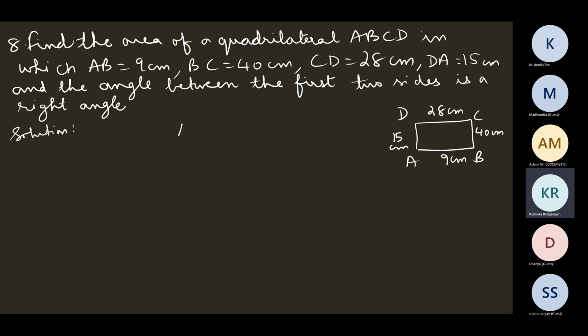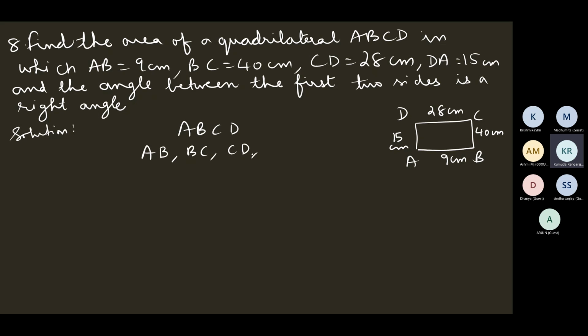Now, when we call the quadrilateral ABCD, the sides in order are AB, BC, CD, and AD. So these are the first 2 sides. The angle between the first 2 sides is a right angle, the angle between AB and BC. So this angle is a right angle.